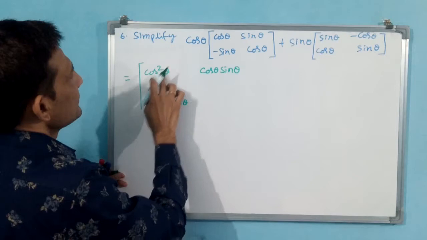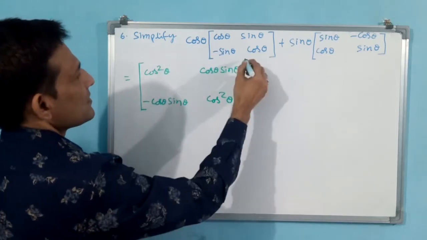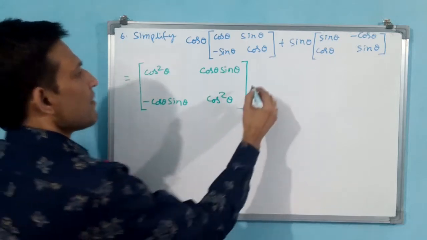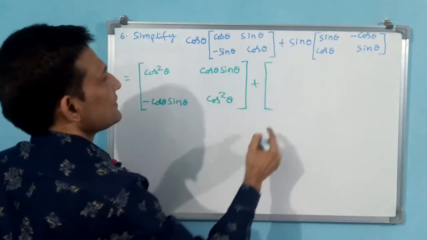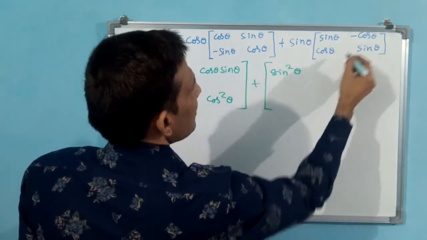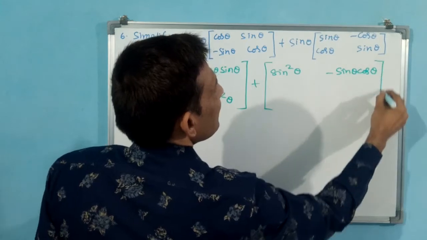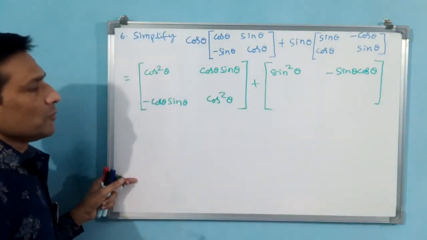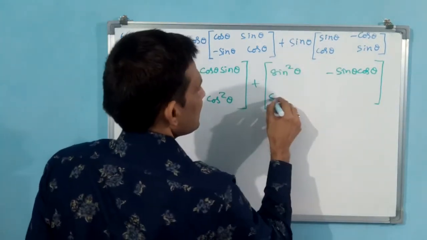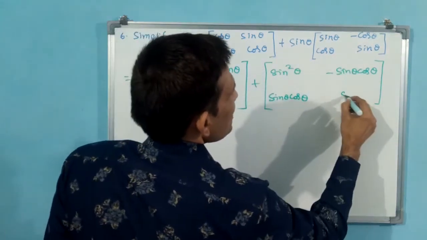Okay, then cos square theta, plus sin theta sin square theta, minus sin theta cos theta. Okay, now sin theta cos theta, sin square theta.